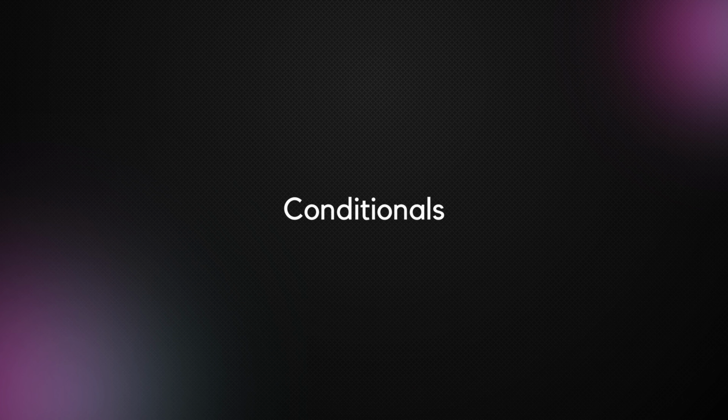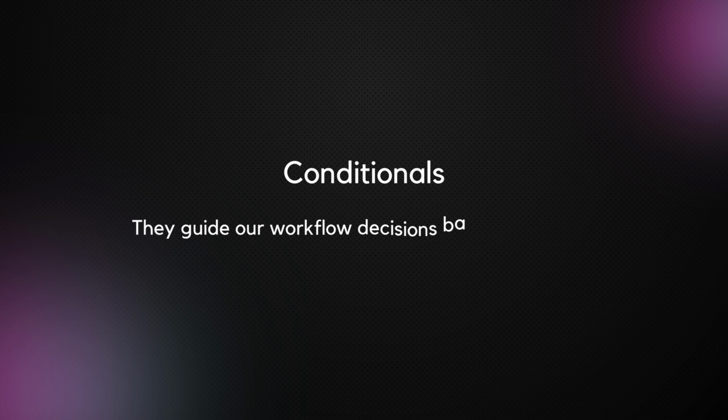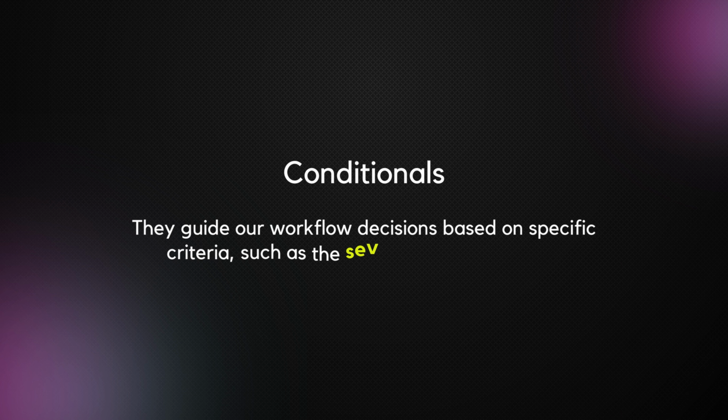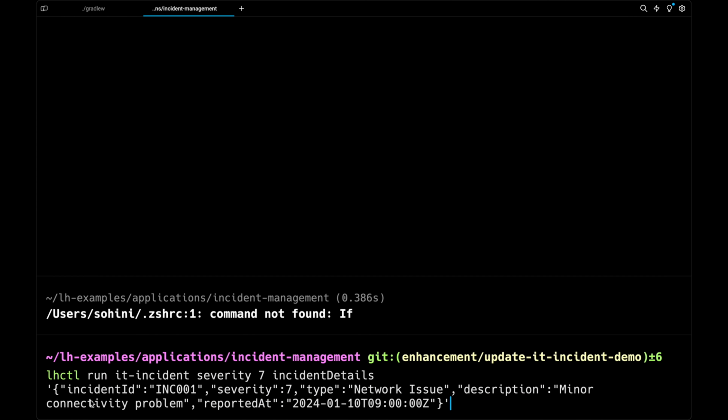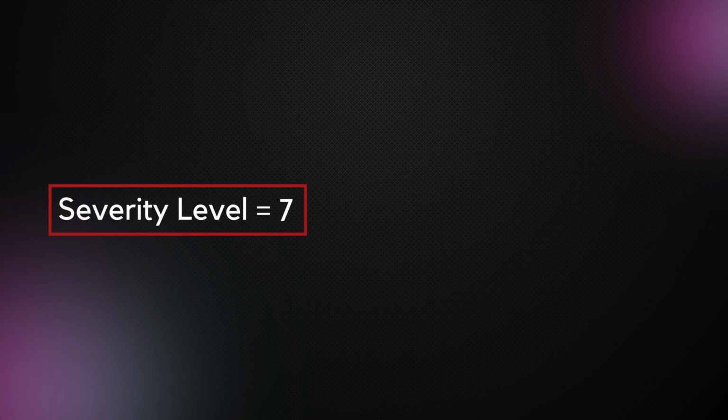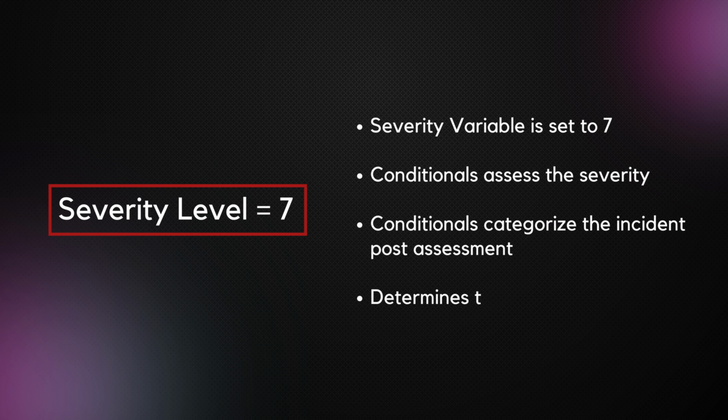We start by demonstrating conditionals, which guide our workflow decisions based on specific criteria such as the severity of an incident. Here we initiate an incident with a severity level of 7, which is implemented by setting the severity variable to 7. The workflow uses conditionals to assess the severity and categorize the incident accordingly, determining the appropriate response.